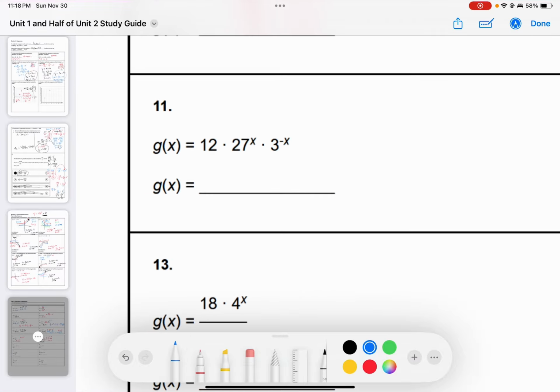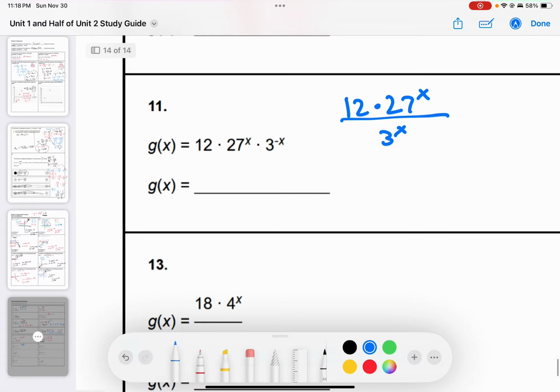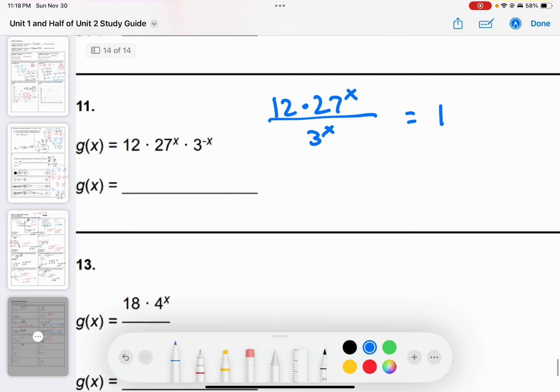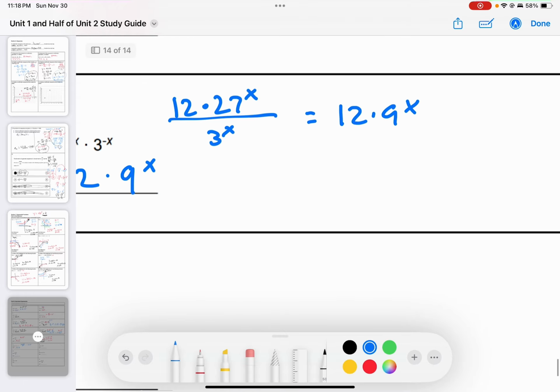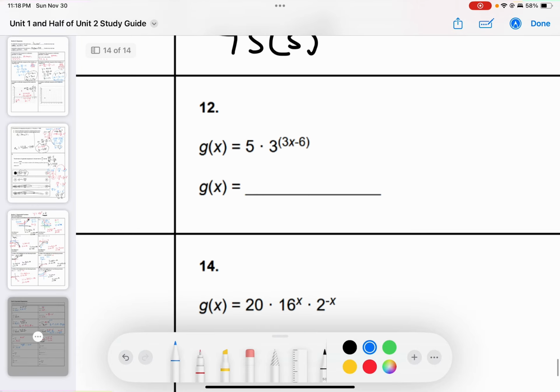All right, 12 times 27 to the x times 3 to the negative x. That 3 to the negative x belongs in the bottom, so this is really 12 times 27 to the x all over 3 to the x. 27 divided by 3 is 9, so this is really 12 times 9 to the x. All right, messy. This one's going to get messy again.